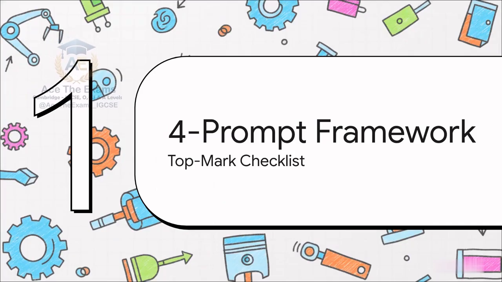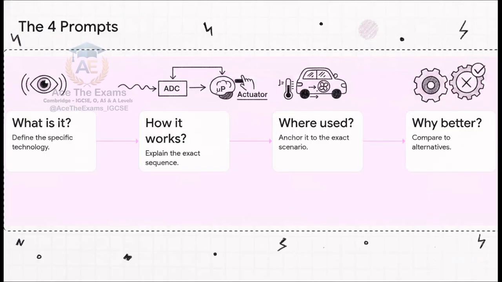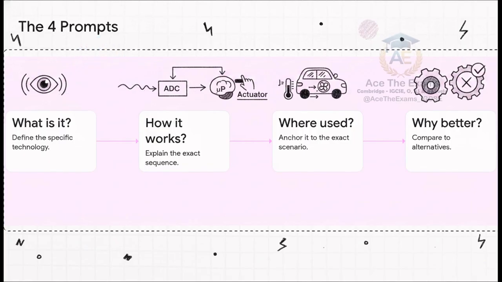Section 3, the 4-prompt framework. Now that we've cleared away all that confusion, here is the promised examiner framework. This is the ultimate tool that guarantees top marks by building an unbreakable chain of technical reasoning. Grab a pen, here is your actionable checklist.